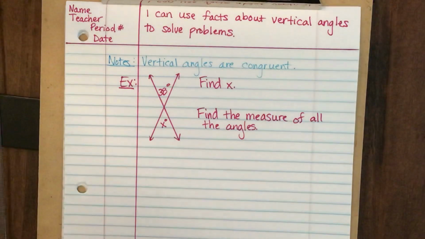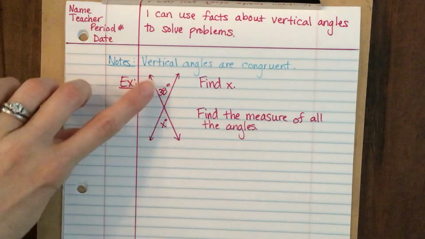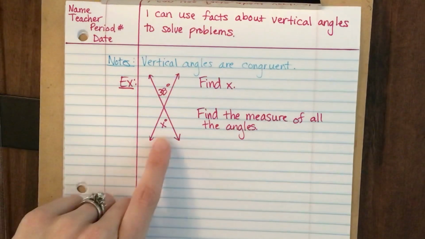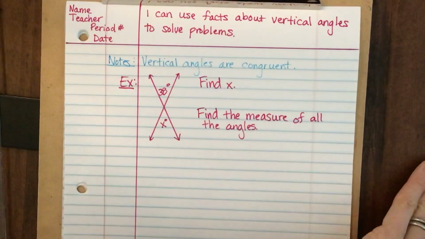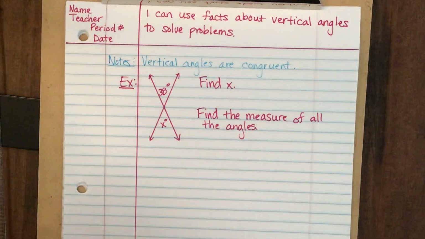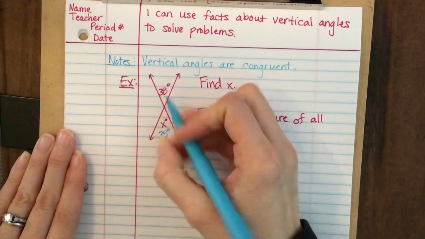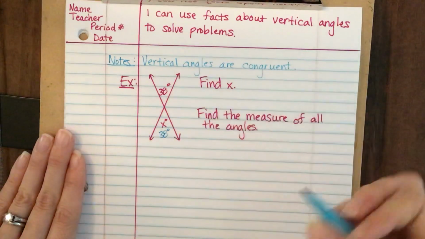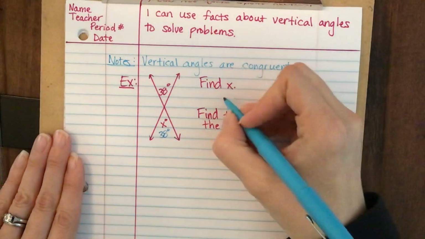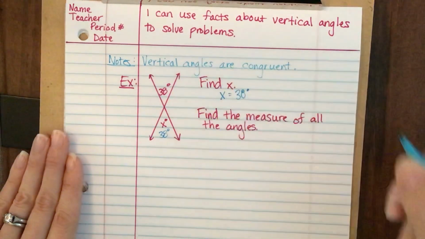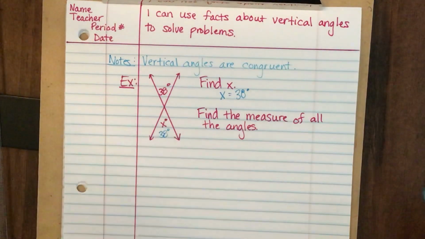Okay, so vertical angles are congruent to each other. So if this angle is 38 degrees, that means that this angle is also 38 degrees. So that's pretty simple. 38 and 38. Now, that's what x is equal to. x is equal to 38 degrees. But what about these other angles?